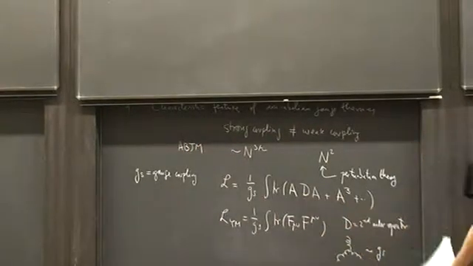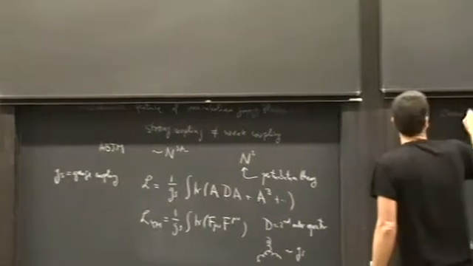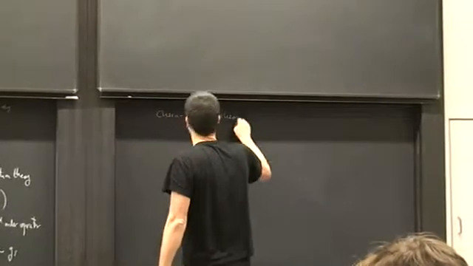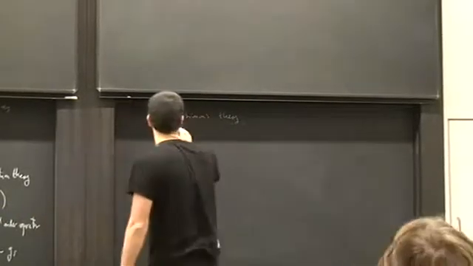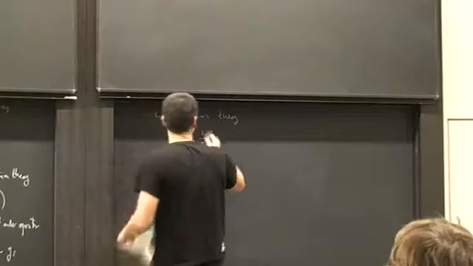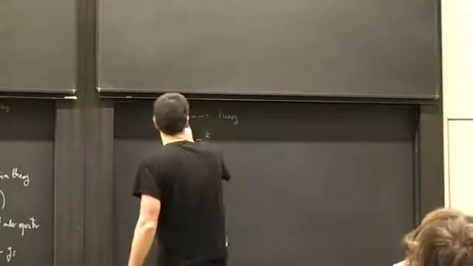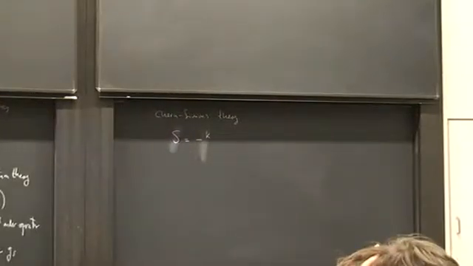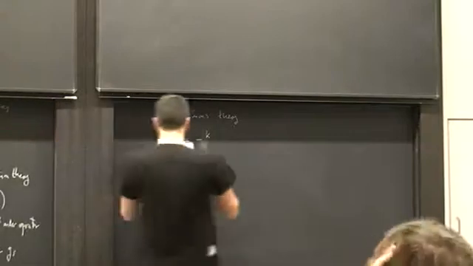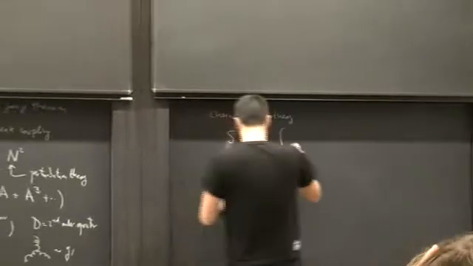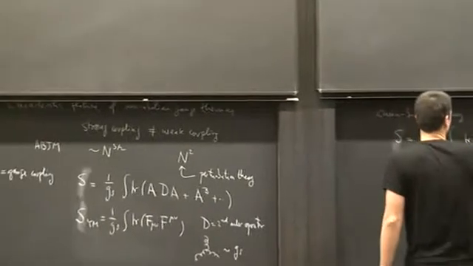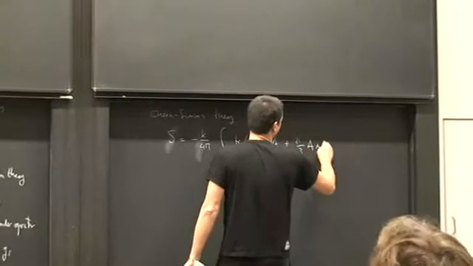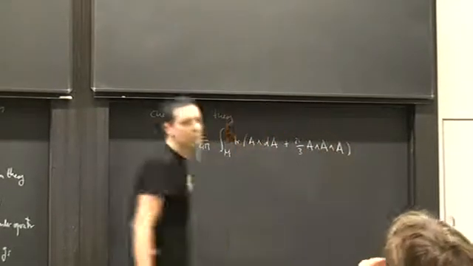I'm going to be interested in a theory which is called Chern-Simons theory, which is also an interacting theory based on a connection. And Chern-Simons theory is very similar in many senses to Yang-Mills, in the sense that you can write your Lagrangian in this way, or your action. So the action of Chern-Simons theory, we'll write it like this. So this is the gauge theory I will be interested in.